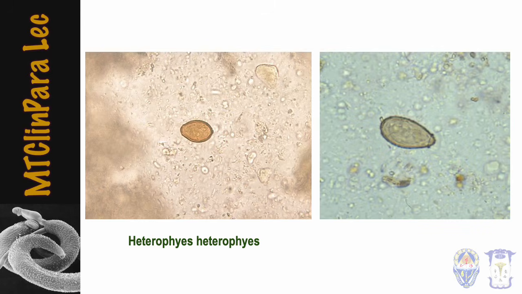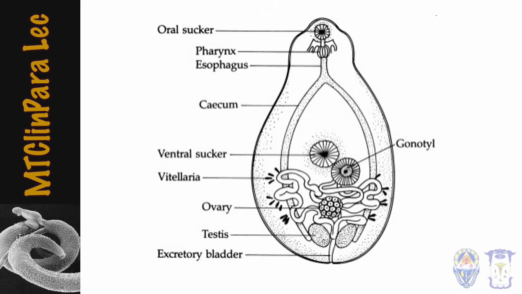Here's a side-by-side difference between the Heterophyes egg and the Clonorchis sinensis egg. As you can see, Heterophyes has a less distinct shoulder than Clonorchis. Also take note of the presence of an abopercular knob for Clonorchis sinensis. Here is a sample picture of your Heterophyes species. As you can see, it is pyriform in shape, or pear-shaped, with a gonotyl. This is the third genital sucker for Heterophyes species.